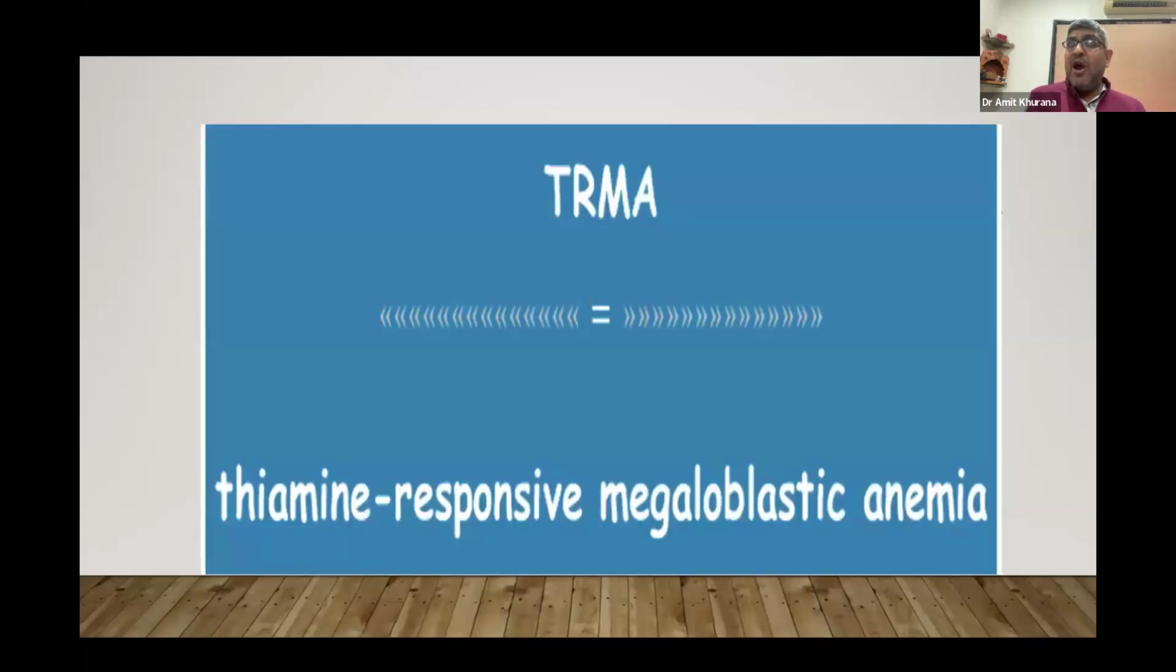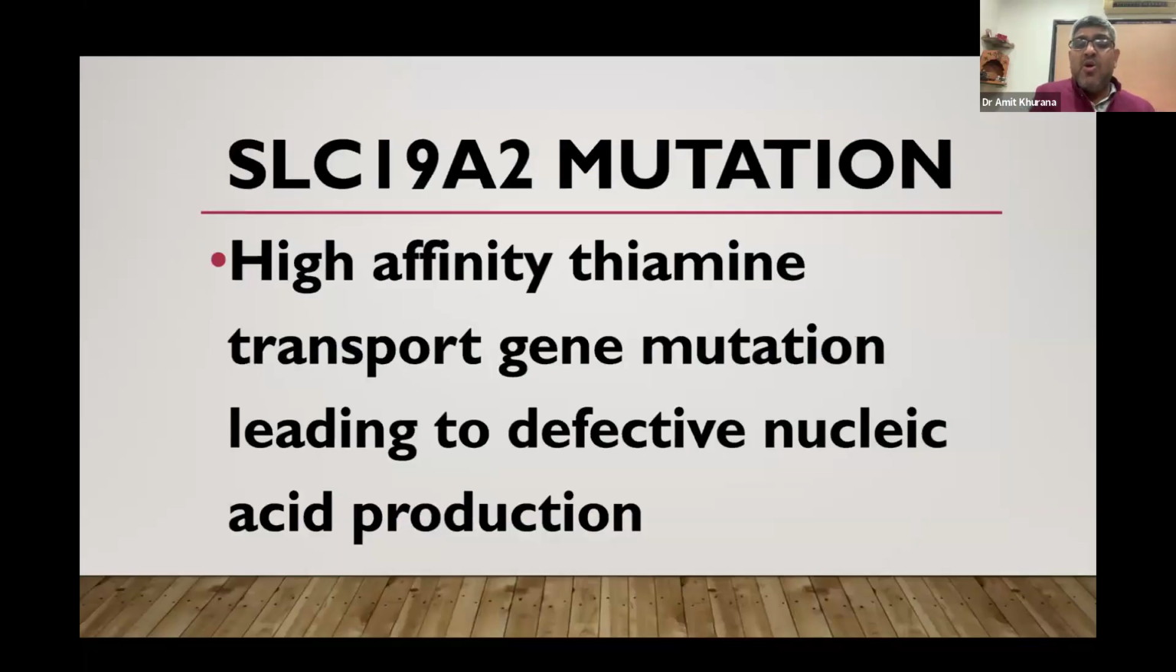Similarly, there is another congenital condition where you can get megaloblastic anemia. When you rule out B12, folic acid, and scurvy, you must also rule out a congenital condition that is known as TRMA. And what is this TRMA? It is thymine responsive megaloblastic anemia. What is this TRMA? It occurs because of a mutation. And this mutation is the SLC19A2 mutation.